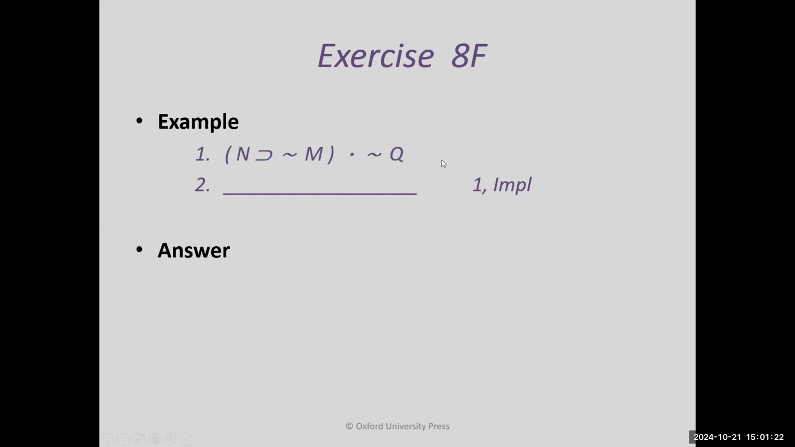So if we're going to apply material implication, we're going to apply it to part of a line, namely to this part of a line that's inside the parentheses. What we need to do is negate the antecedent and turn that horseshoe into a wedge. So here's what we should get inside the parentheses: either not N or not M, and not Q.